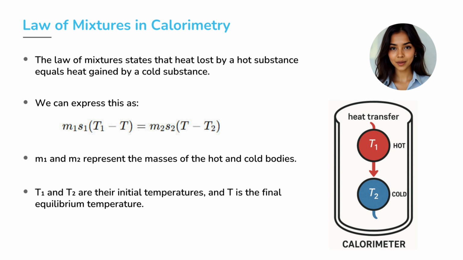Using this equation, we can determine the specific heat of a material by mixing it with another known substance and measuring the final temperature. That's the beauty of the law of mixtures. It allows us to find unknown quantities by measuring the temperature change.